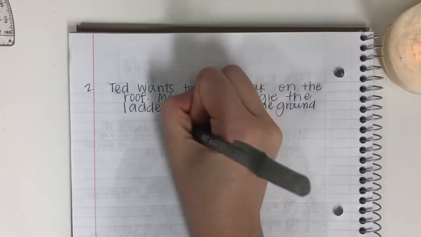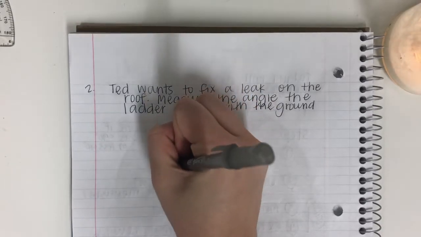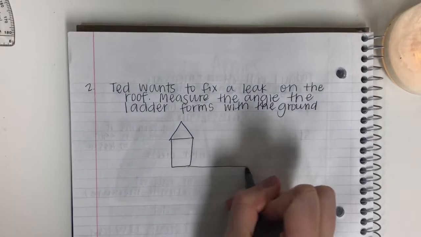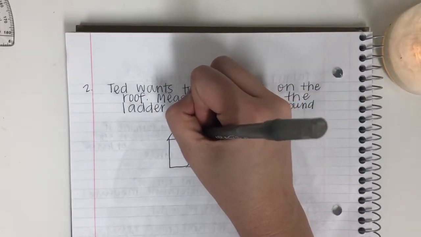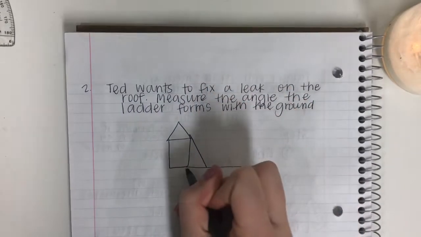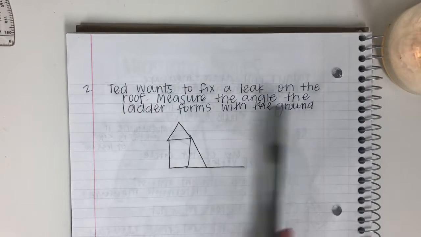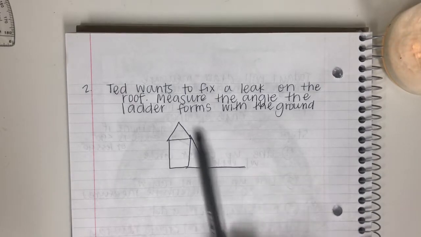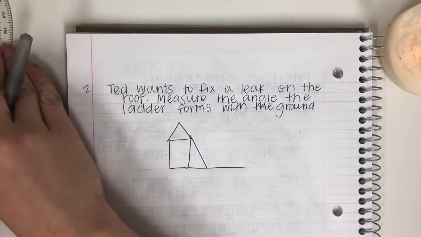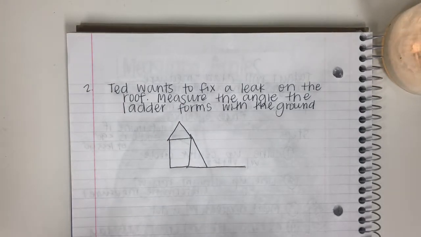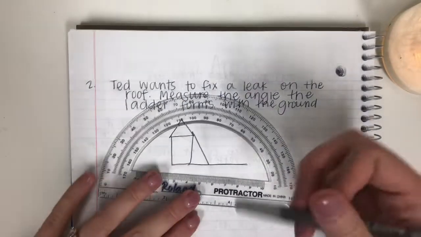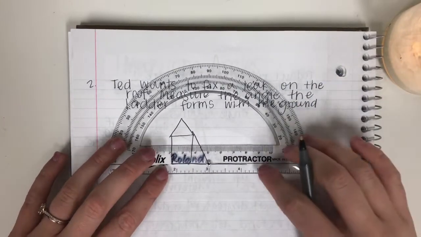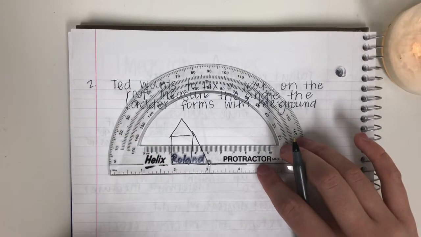So let's just pretend we have a little house. Okay, here's our house. Here is like our ground. And then our ladder is on the roof like this. So they want us to measure the angle with the ladder. Measure the angle the ladder forms with the ground. So here's my ladder, here's my ground. I have to find this angle. So the first thing I'm going to do is line up with my vertex. My vertex is here. So I'm going to take it, line it up. Is it on my 0? Yes, it's on my 0.